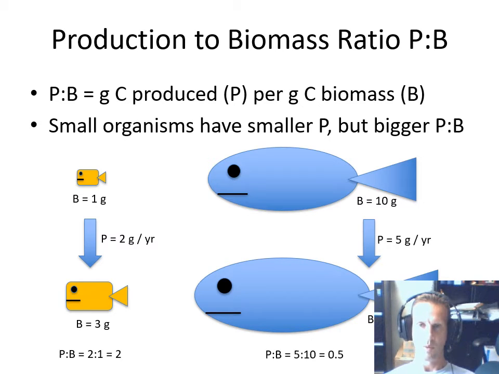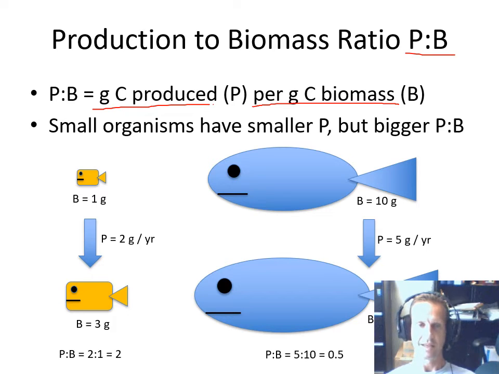And the way we can see that difference is by comparing the production to biomass ratios of small and large organisms. The production to biomass ratio is basically just the amount of production, which is like grams produced over a certain time, divided by the starting biomass of that organism. So that would be P divided by B. So let's compare that for two organisms.